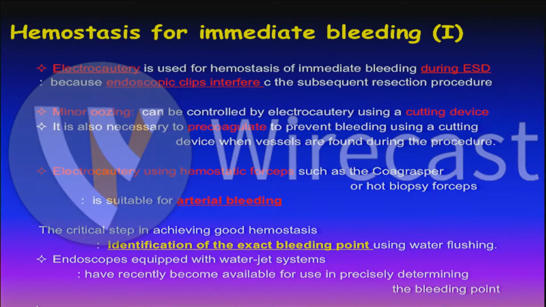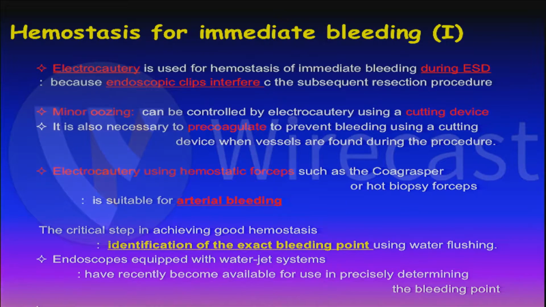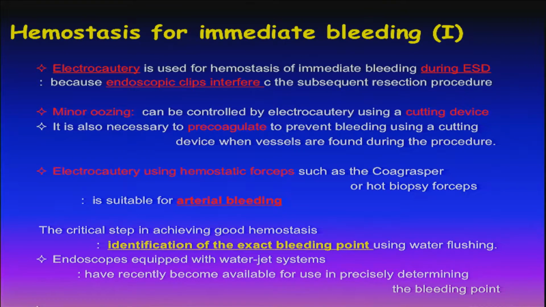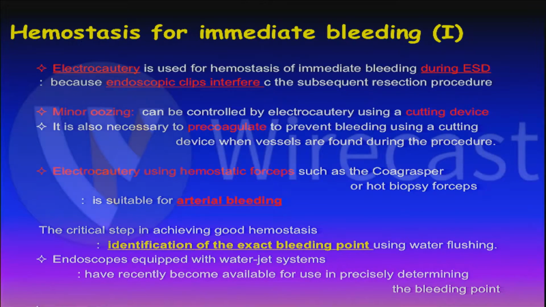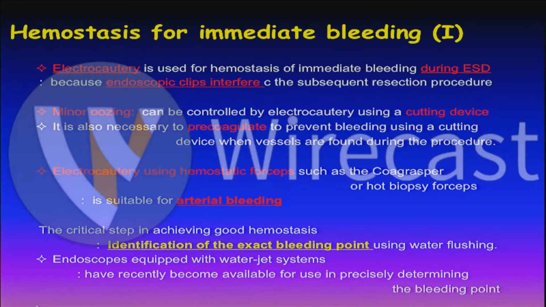We should do precoagulation with the cutting knife or the hemostatic forceps, and electrocautery using the hemostatic forceps is suitable for arterial bleeding also. And the other important thing is the identification of the exact bleeding point. Using water flushing is essential.